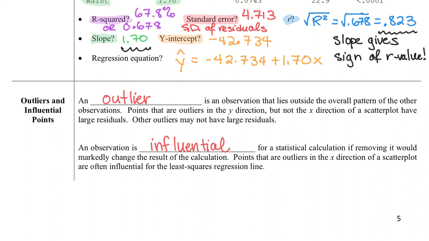Points that are outliers in the x direction, so an outlier in the x direction, this is going to give you a small residual, are often influential for the least squares regression line. So I'm going to try to sketch an example, and then we'll be finally done with this video. In this example, I've done an initial, just a random scatter plot. If I were to do a regression line, it might look something like this.